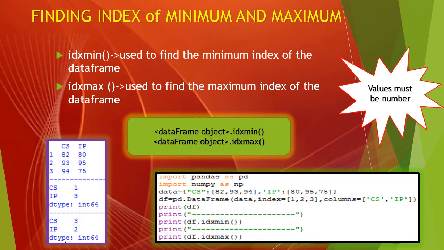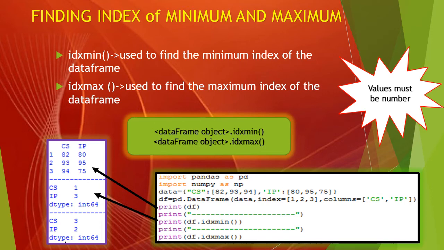So the general form is data frame object dot idxmin, and for idxmax, data frame object dot idxmax. So see that the data frame is printed with 3 rows and 2 columns named CS and IP. For idxmin, CS gives 1 because the minimum value of the CS column is 82. So the CS minimum index is 1, the corresponding index. And IP gives 3 because the IP column minimum value is 75. So the corresponding index 3 is displayed as the minimum.